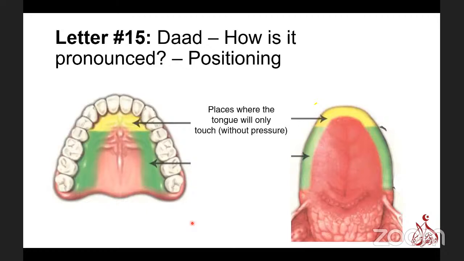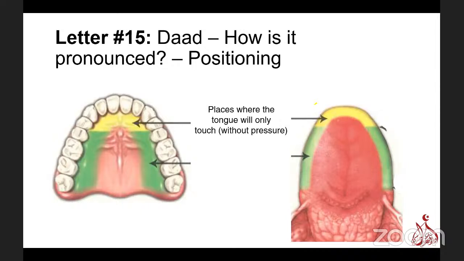So if you can see the yellow areas, the picture on the left represents the upper teeth, not the bottom teeth. The picture on the left represents the upper teeth. So this yellow area of the tongue is lightly going to be touching this yellow area right behind your teeth. It'll be lightly touching it. You're not going to put pressure there. You'll lightly be touching this area. And we'll talk later about what's going to happen if you do put pressure. You're going to make another letter completely.